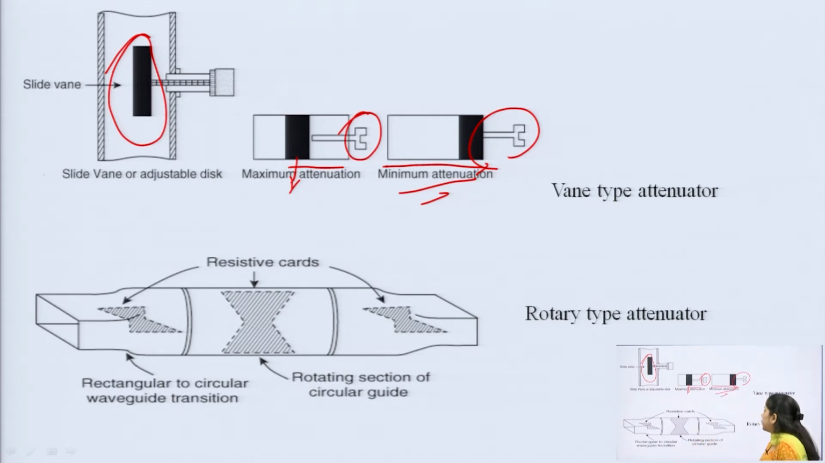And now comes the rotatory type attenuator. A rectangular to circular waveguide transition exists here, a rotating section of the circular waveguide and the resistive card. Resistive cards are used for absorbing the microwave signal, and by absorbing the microwave signal, it can reduce the power available in the signal, and thus it works as an attenuator.